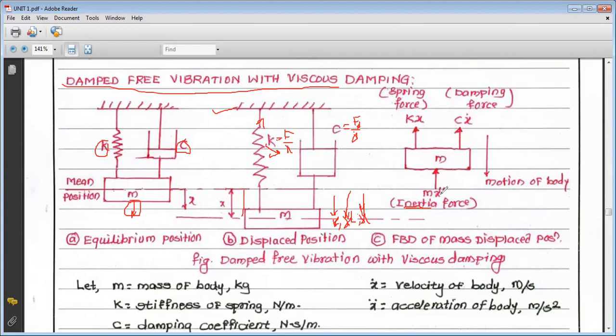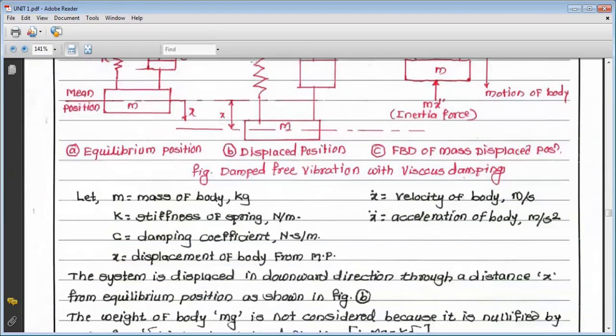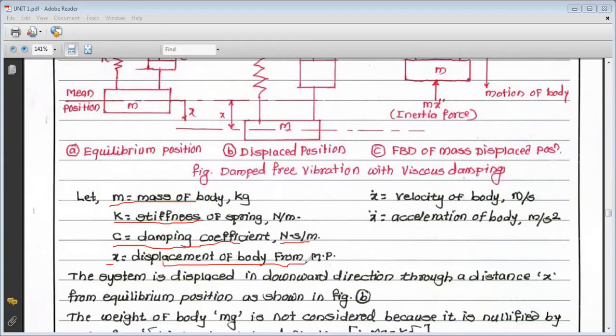Damping force is the damping coefficient c into velocity, that is x dot, the velocity, dx by dt. So let m be the mass of the body, in units of kg. Then k is the stiffness of the spring, unit is Newton per meter. c is the damping coefficient of the damper, unit is Newton second per meter. Then x is the displacement of the body from the mean or equilibrium position.